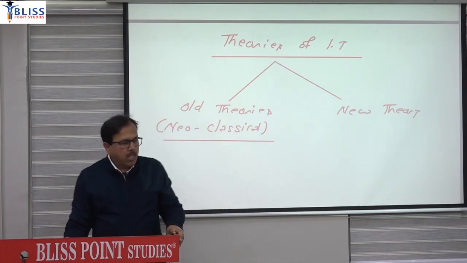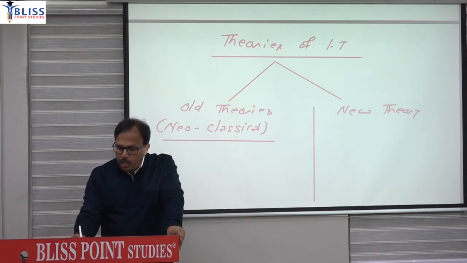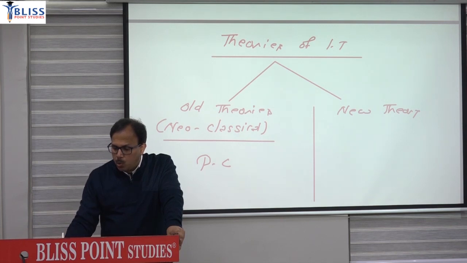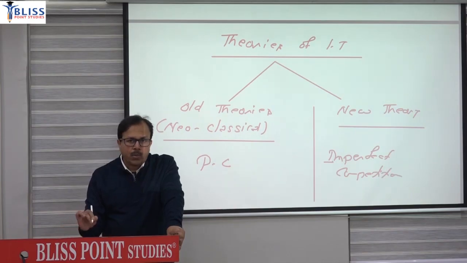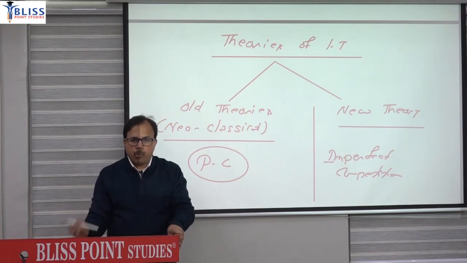And the main difference between old and new is that the old assume that market is perfectly competitive, and the new one assume that market is imperfectly competitive. But when I say imperfect competition, it includes monopoly, monopolistic as well as oligopoly. So old theories assume that market is perfectly competitive, which means there are a large number of sellers producing identical product, constant returns to scale.